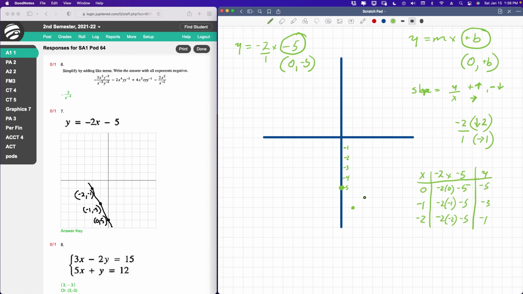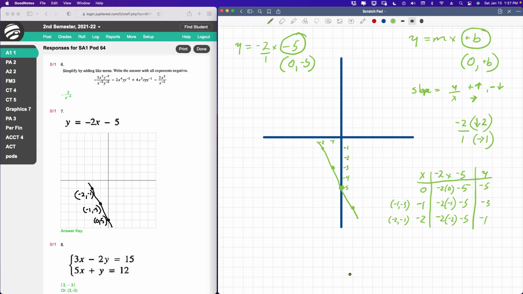So our next point is going to be -1 on the x-axis and -3 on the y. That's right here. Then our next point is going to be -2, -1. So that's -2, -1. And so there's your line. And you can see it's a straight line all the way through those points.